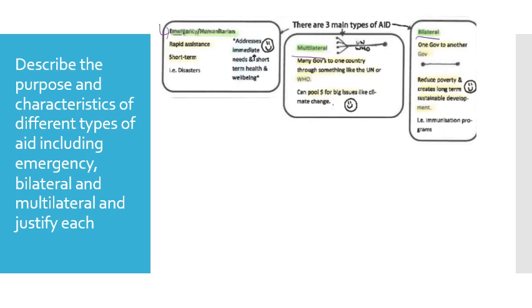Emergency humanitarian, your keywords are rapid assistance and it's short term. It's really in case of a disaster. These can be disasters like hurricanes, tsunamis, I'm not going to try to spell that, etc. So like natural ones, fires, floods, or it could be man-made conflicts, so it could be things like wars, okay?